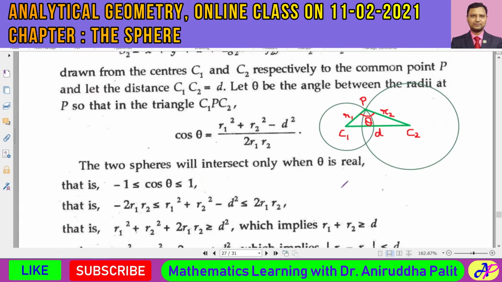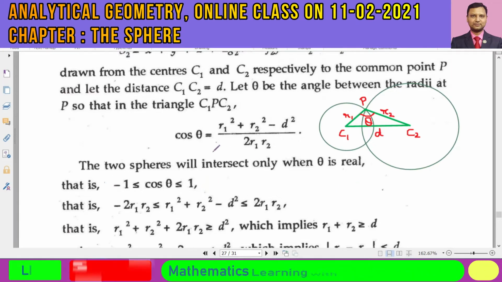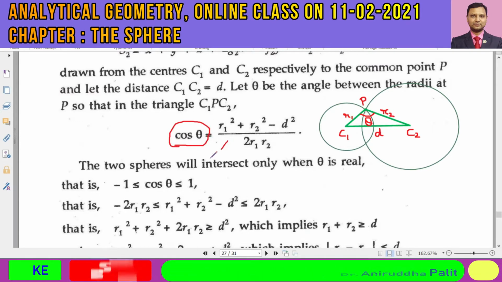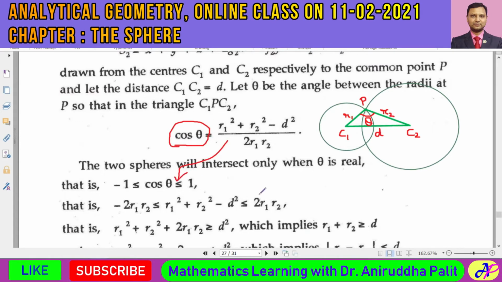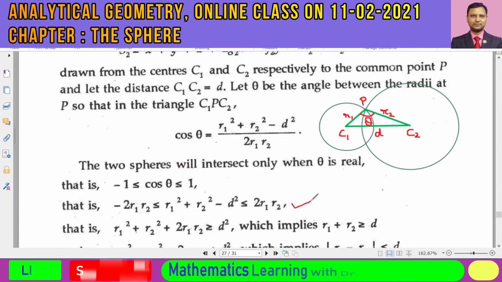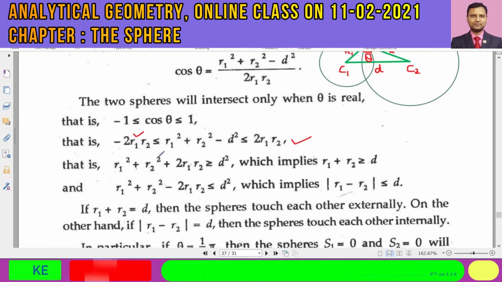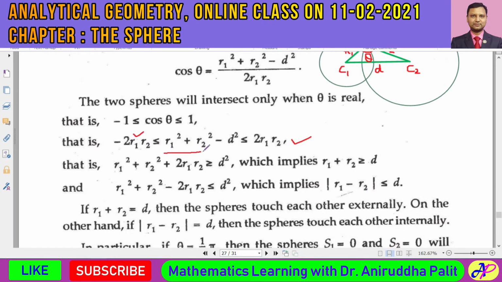And in such cases, if we put the expression of cos theta from this result into this inequality, we get -2 r1 r2 less than or equal to r1 square plus r2 square minus d square, and that is less than or equal to twice r1 r2.